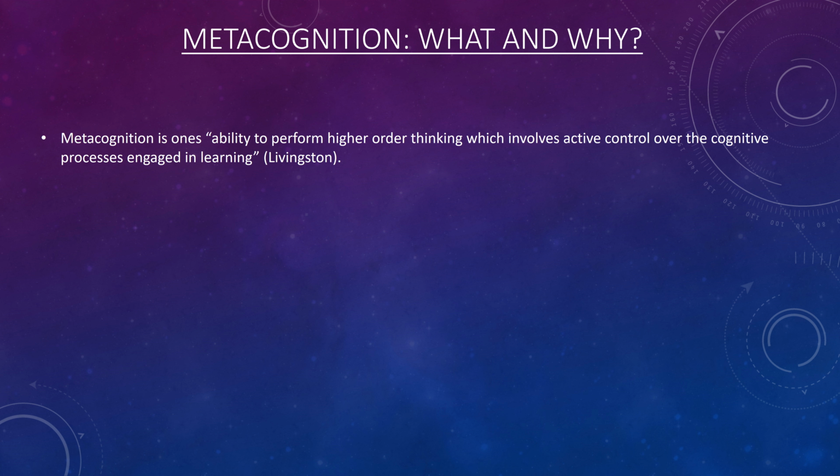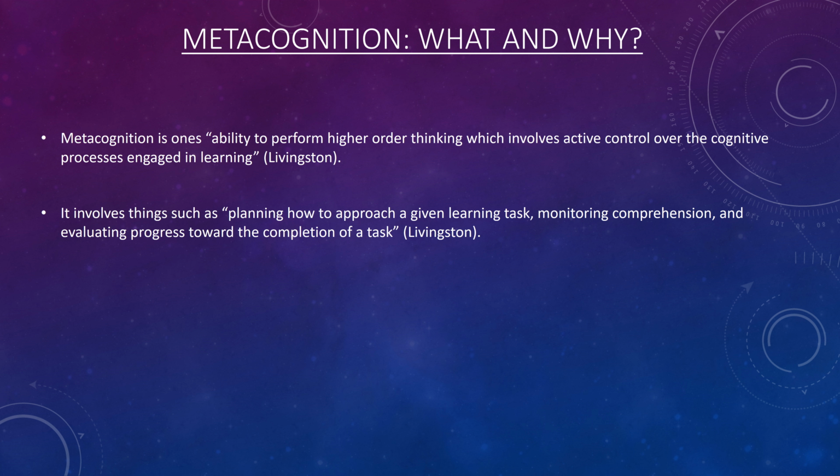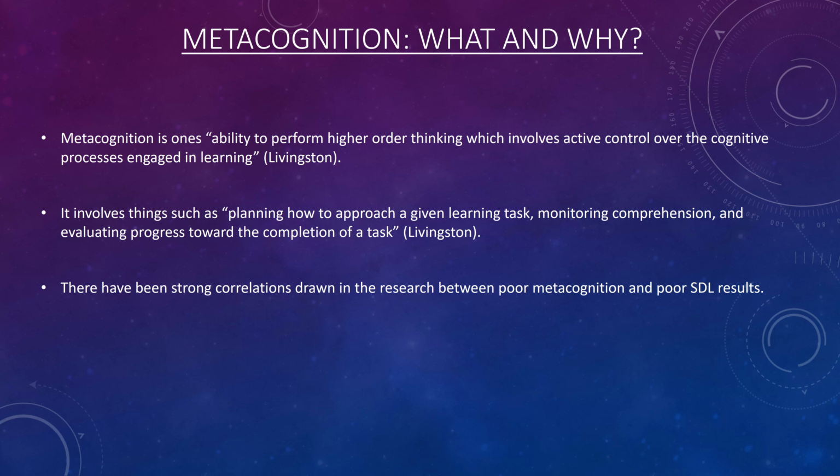Metacognition is one's ability to perform higher-order thinking, which involves active control over the cognitive processes engaged in learning. It involves things such as planning how to approach a given learning task, monitoring comprehension, and evaluating progress toward the completion of a task. There have been strong correlations drawn in the research between poor metacognition and poor self-directed learning results.